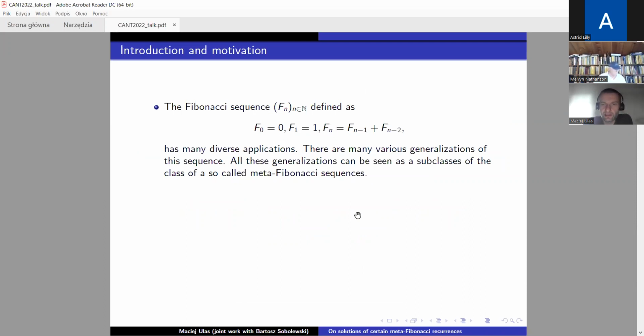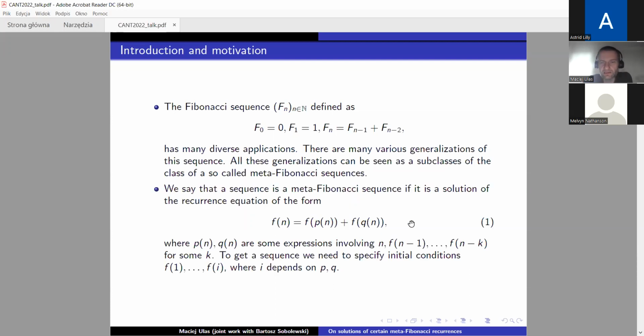I believe that everyone here knows what a Fibonacci sequence is. This is just f0 equal to 0, f1 equal to 1, and then we define fn as the sum of the two previous terms. There are many applications of this famous sequence and many generalizations of it. It seems that many of these generalizations can be seen as subclasses of the class of so-called meta Fibonacci sequences.